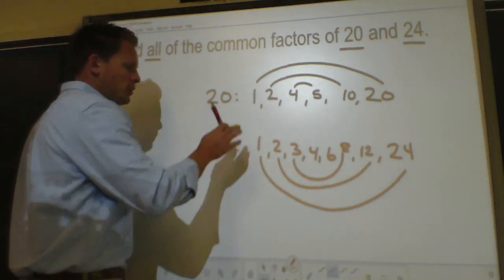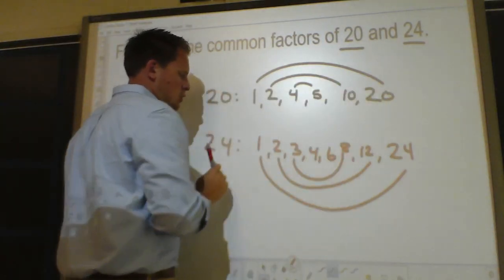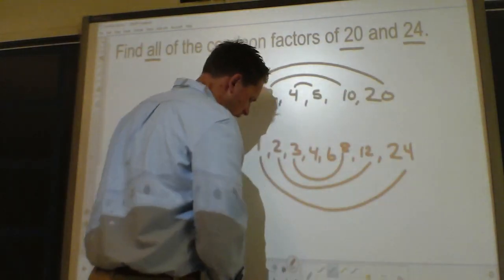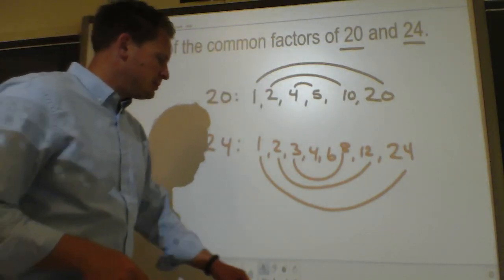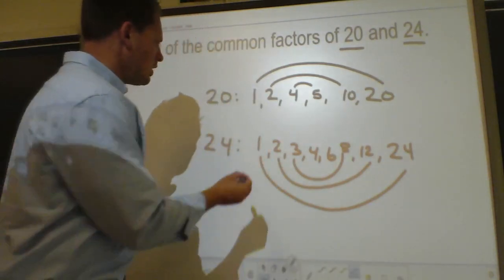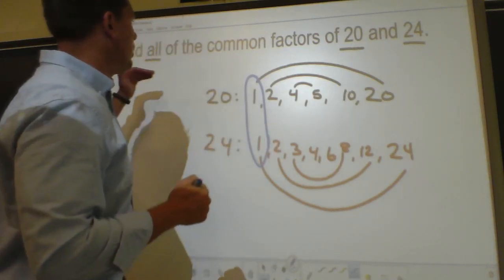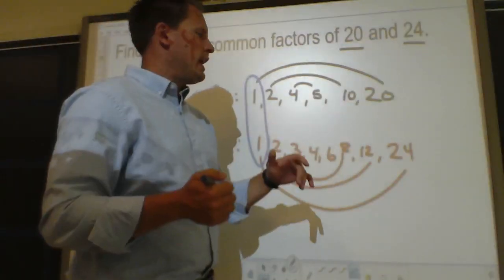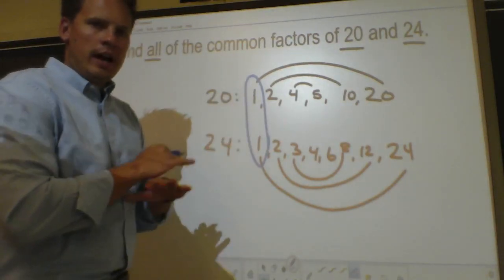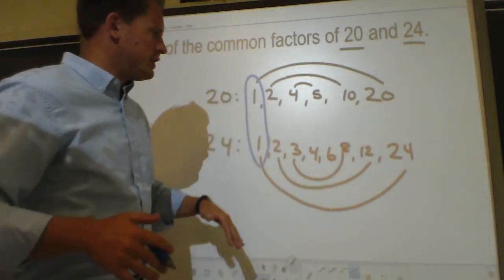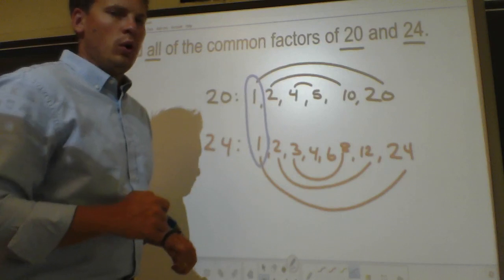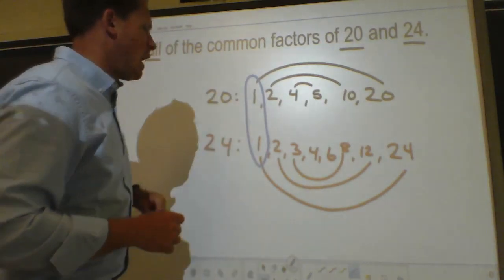So here we go. Now that I have my list of all my factors of 20 and all my factors of 24, I need to find the ones that they have in common. Listen, don't forget this one. Every single time you're looking for common factors of a number, they at least share 1 as a common factor. Every single number in the whole entire universe has a factor of 1. So don't forget that 1 is always a common factor.